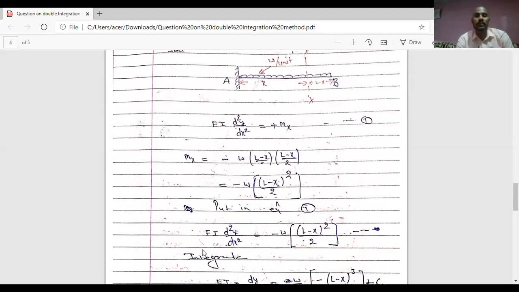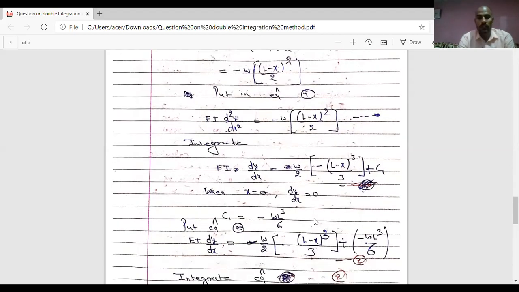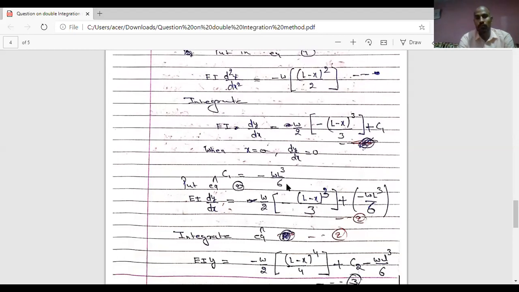Put the Mx value in equation 1: EI d square y by dx square equals minus W (L minus x) square by 2. Integrate this equation with respect to x: EI dy by dx equals, here W by 2 comes out of the bracket, which will be constant, minus (L minus x) cube divided by 3, plus adding constant C1. Apply the limit to find the constant C1: when x equal to 0, dy by dx equal to 0. Here we find C1 equals minus WL cube by 6.